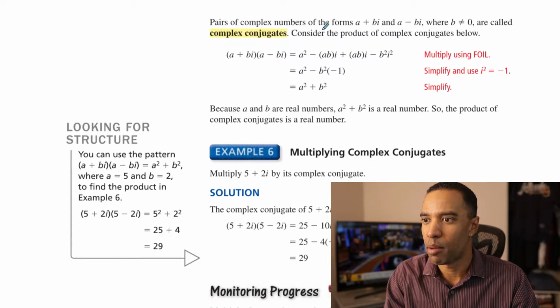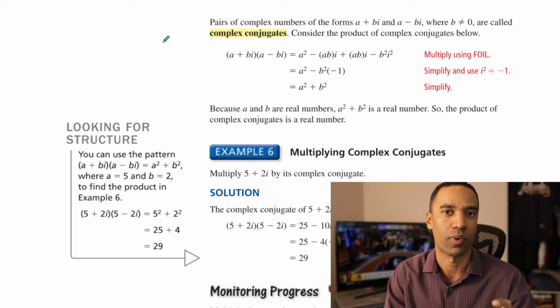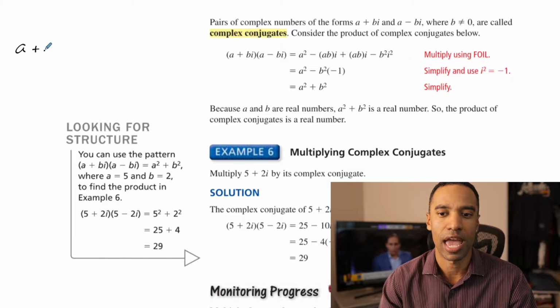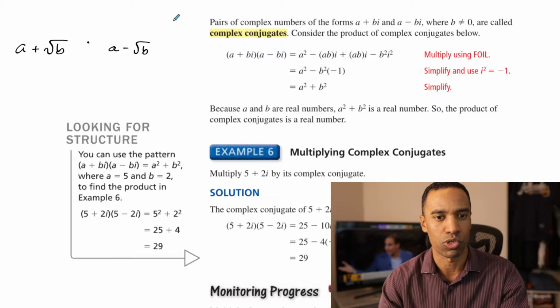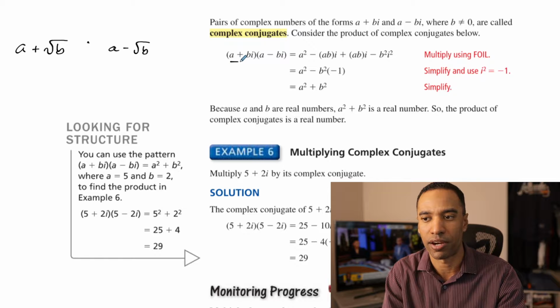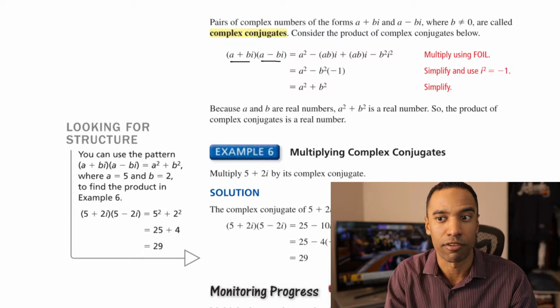Pairs of complex numbers of the forms a plus bi and a minus bi, where b doesn't equal 0, are called complex conjugates. We've dealt with conjugates in the past when rationalizing the denominator. If you recall, we had a plus square root of b, so we'd multiply by a minus the square root of b, because this becomes a difference of 2 squares, which cancels everything out. Imaginary numbers also have complex pairs, a plus bi and a minus bi. If you can see what happens here, the result is, again, a difference of 2 squares.